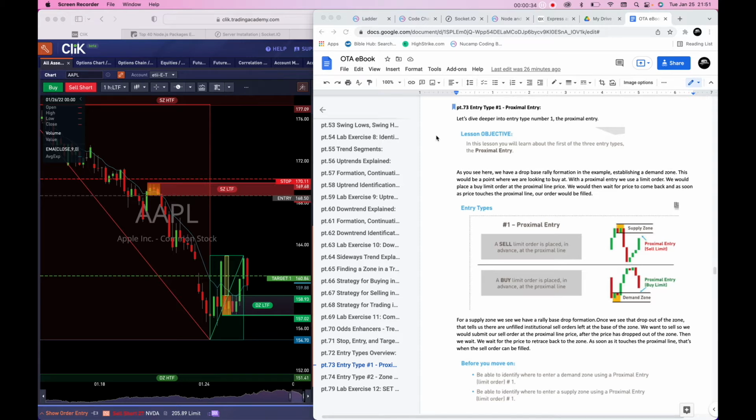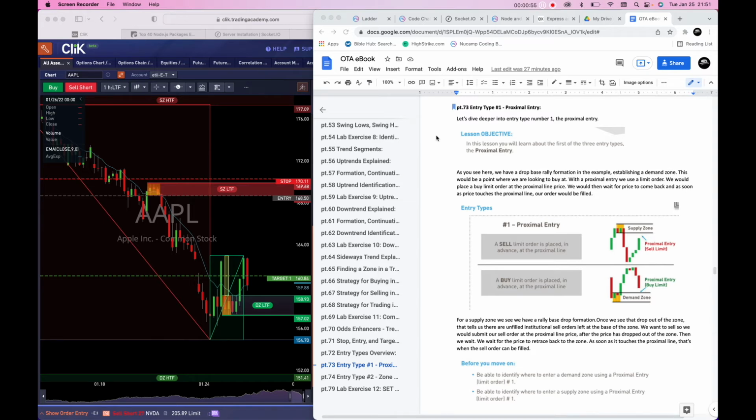With a proximal entry, we use a limit order. We would place a buy limit order at the proximal line price. We would then wait for price to come back, and as soon as price touches the proximal line, our order would get filled. For a supply zone, we see we have a rally-based drop formation.